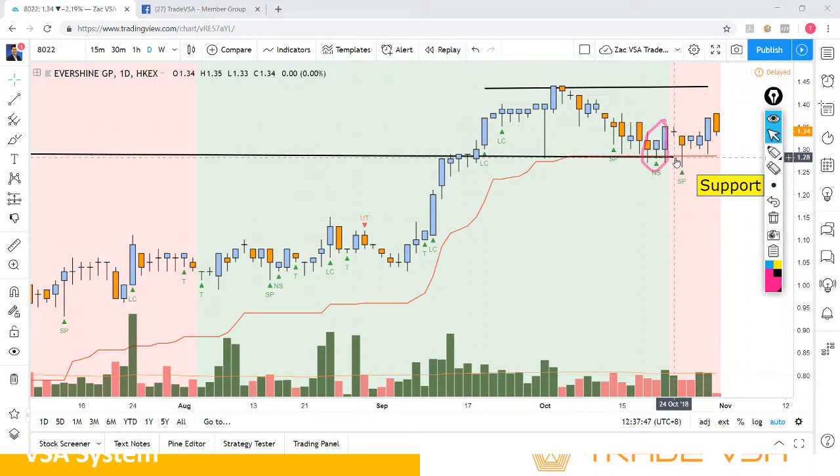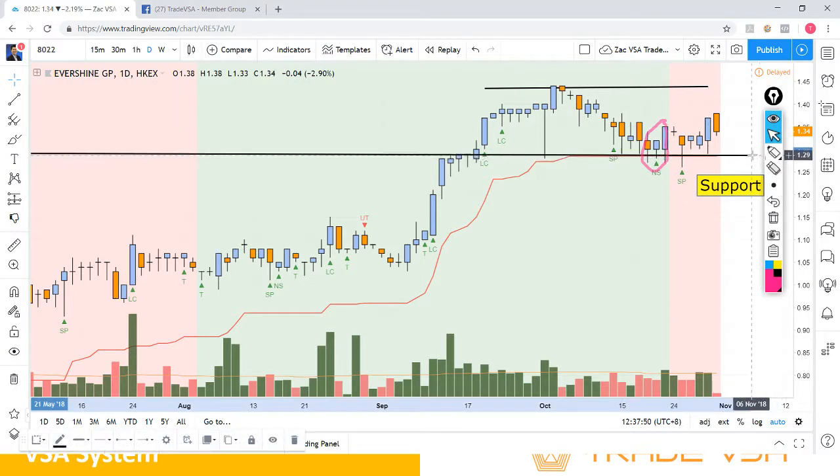So what happened is that this is the support level. We have a very nice spring, right? Nice spring, just broke below the support level and pushed back up, and now still holding above the support level, right? This is the confirmed spring bar. So technically, yes, I think this is a very good setup at the moment.